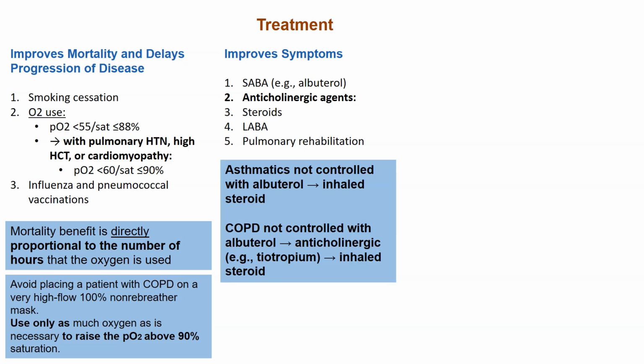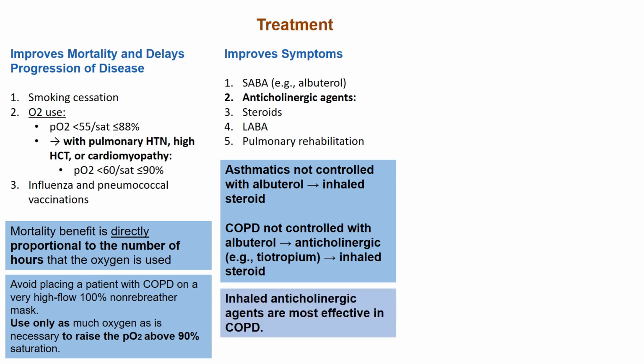As you know, in asthmatics, if the patient is not controlled with short-acting beta agonists, we move on to inhaled steroids. But with COPD, most patients are not improved with the short-acting beta agonists, but we do not move on to the inhaled steroids. We move on to anticholinergic first, like tiotropium, and then we move on to the inhaled steroids. Inhaled anticholinergic agents are most effective in COPD.